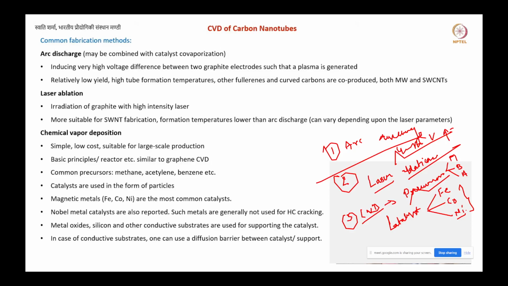Now, noble metal catalysts are also reported. Such metals are generally not used for hydrocarbon cracking. Metal oxide, silicon, and other conductive substrates are used for supporting the catalyst. In case of a conductive substrate, if you use any substrate which is conductive in nature, one can use a diffusion barrier between the catalyst and the support.